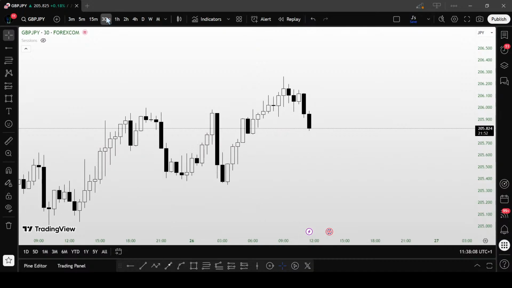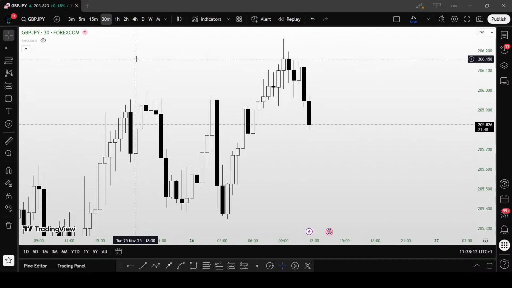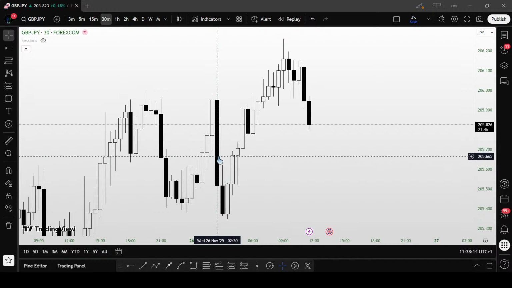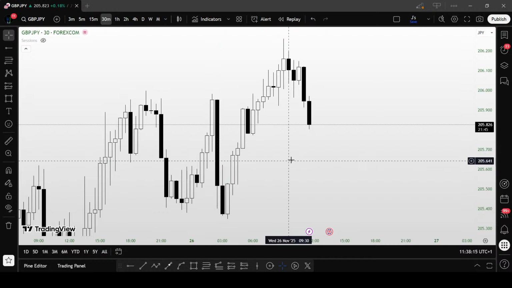Let me check on the 30 minutes time frame if you have any other thing there. No, apparently not, unless we're talking about this inverse fair value gap, then we do have something there.